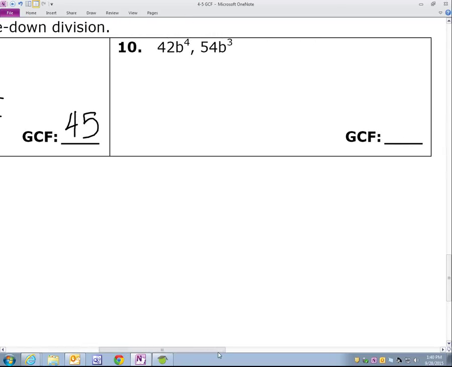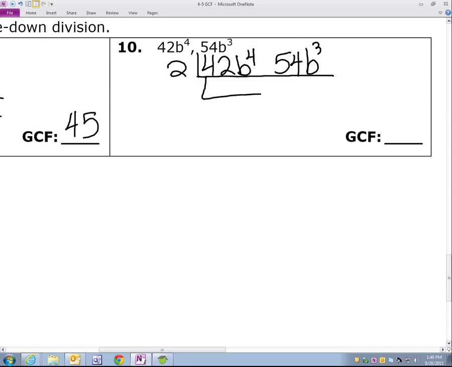Now we have one with a whole bunch of exponents and variables. So I know that there's a 2 that goes into both of those. 21 b to the 4th. And this would be 25, 26, 27. B cubed. 27 and 21, do they have a common factor? 3 times 7 and 3 times 9.